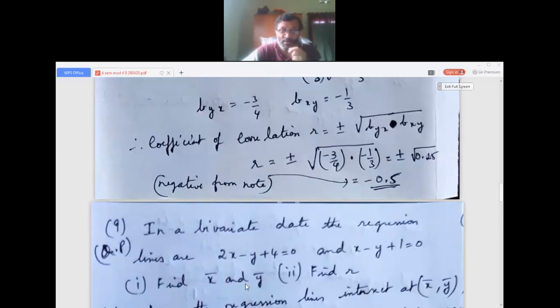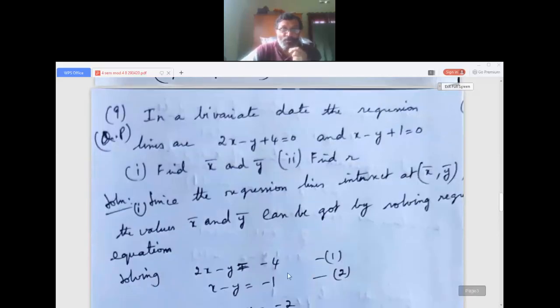Find x bar and y bar and find r. Now, x bar and y bar, very simple. There are always two regression equations, and the point of intersection of the regression equations is x bar, y bar. That means you have to find the point of intersection by solving the two equations.